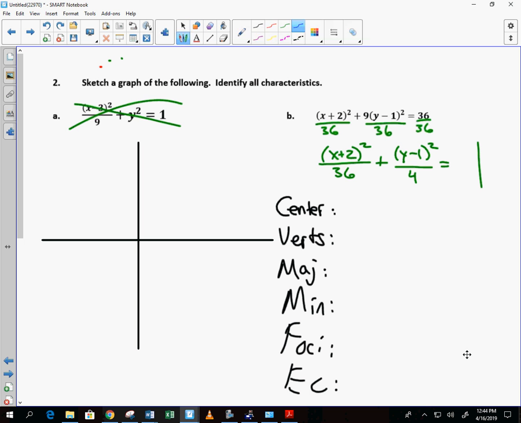Who can tell me what the center is? -2, 1. All right. So now I want to try to decide how large to make this graph. How many units does it stretch in the x direction? 6. So if it's 6 units in the x direction, I'm going to go all the way back to -8, right? So I think an 8 by 8 graph would be sufficient. I'm going to go by 2s. So 2, 4, 6, 8.